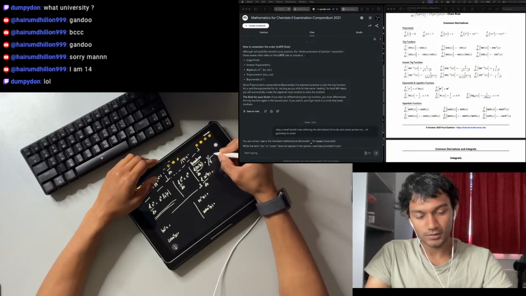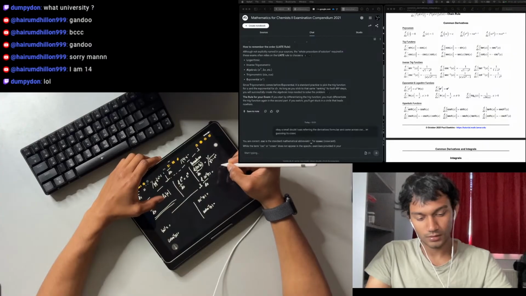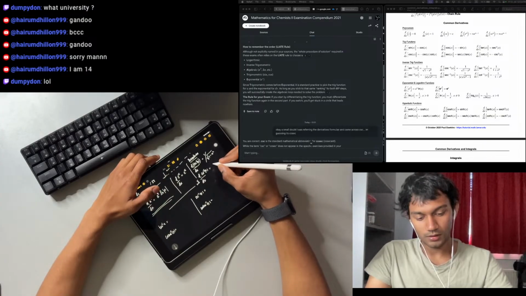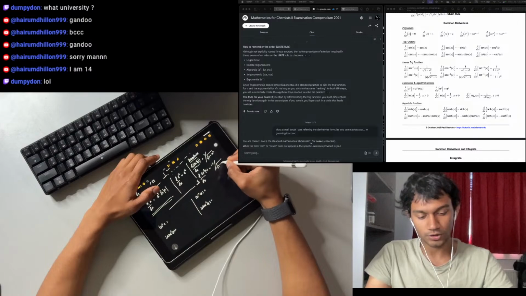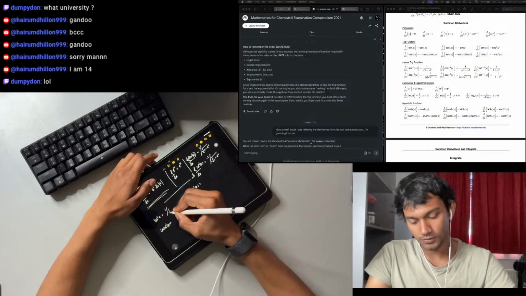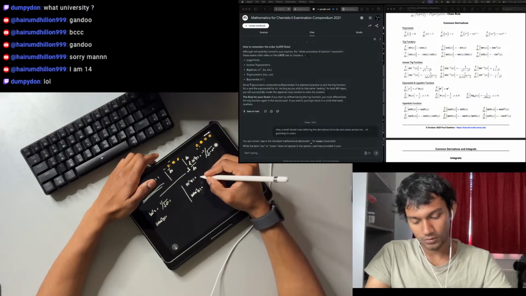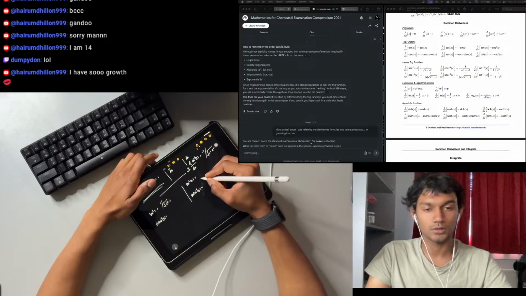1 by root 1 minus x square. Cosine inverse is minus 1 by root of 1 minus x square. Tan inverse was 1 by root of x square minus 1. Sec inverse. No. Where's cot inverse?